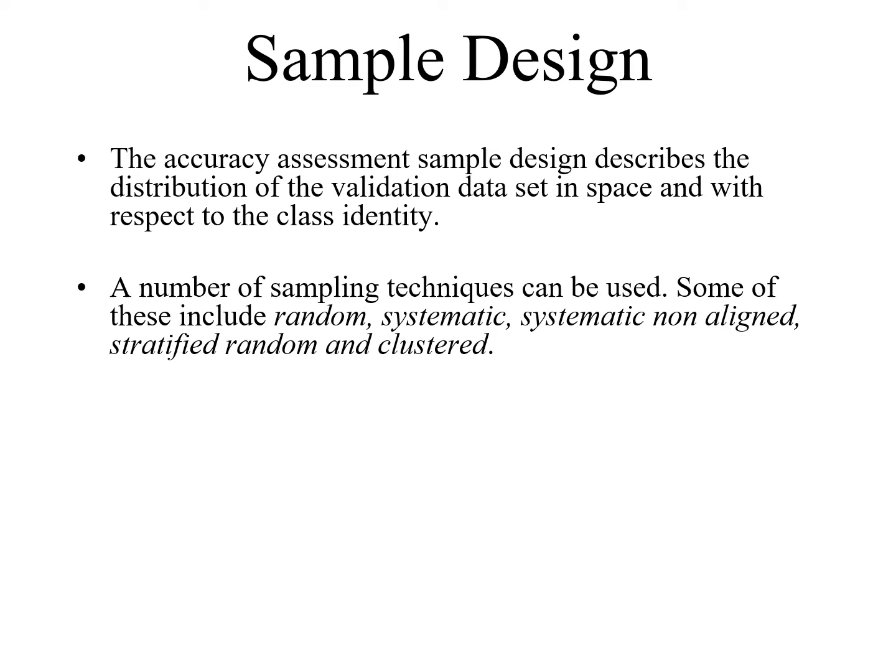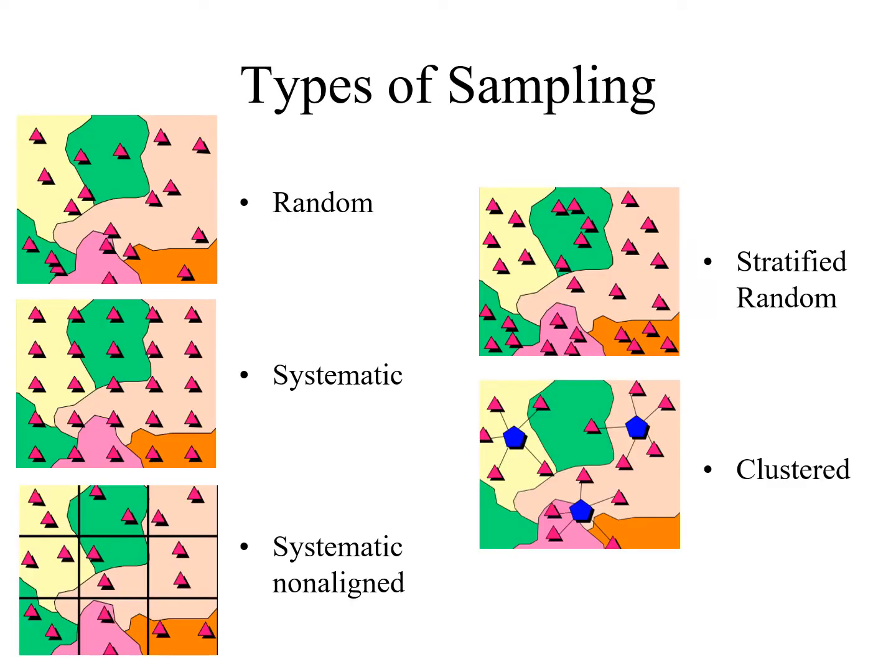So a number of sampling techniques can be used. Some of them are random, systematic, non-aligned, stratified random, and clustered. And this just gives you an idea of what those little approaches look like.